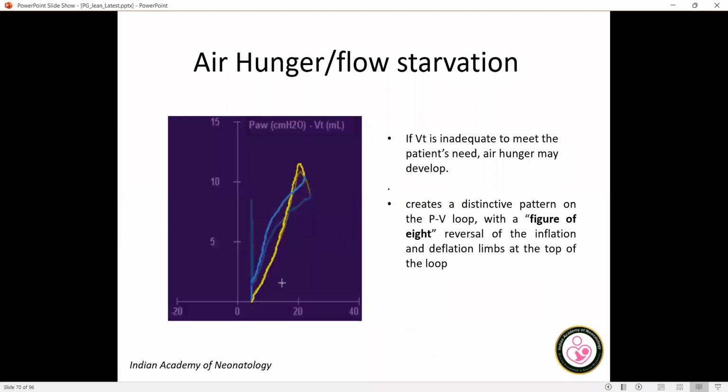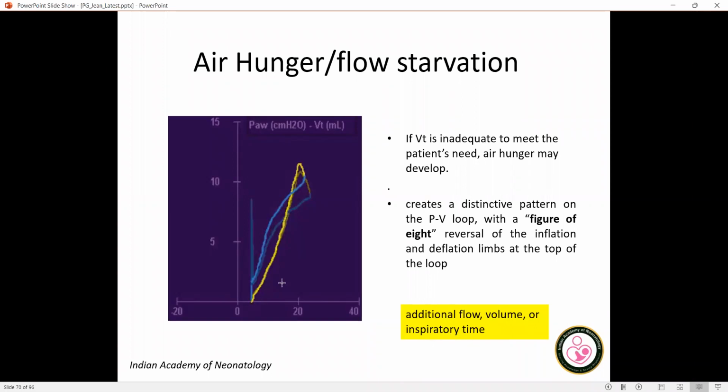Can you identify what the graph is here? Yes, here it is the figure of eight. This is a flow starvation, so the VT is inadequate to meet the patient's need. We can see in the upper part of the PV loop there is a reversal of the inflation and deflation. This is represented as a figure of eight appearance.